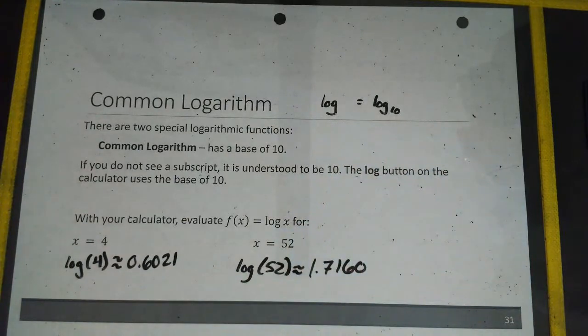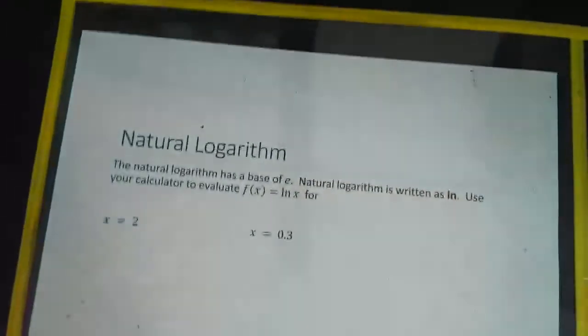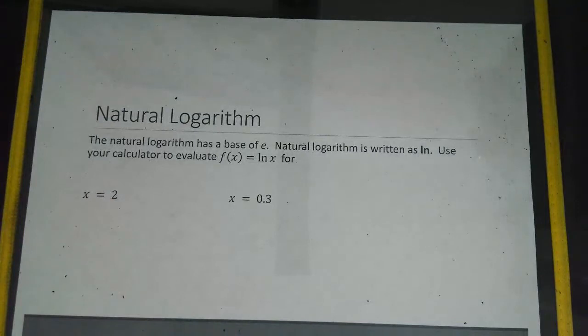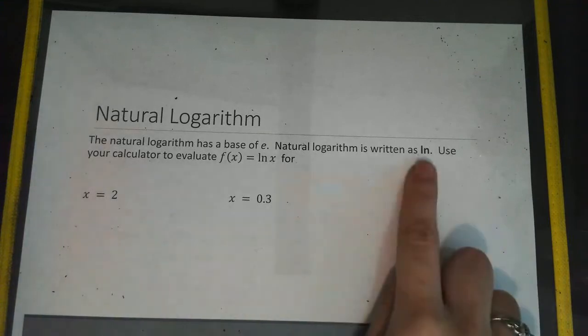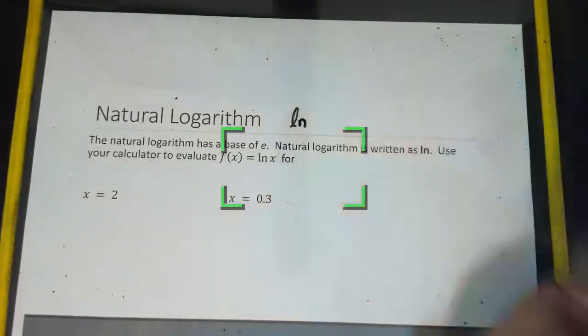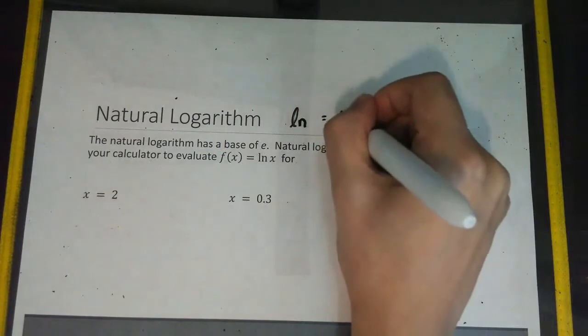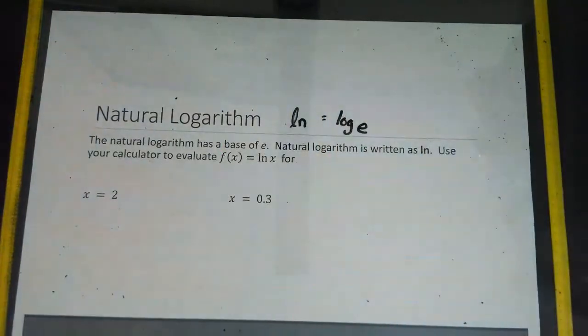There is another logarithm that we don't write the base for, and that one is our natural logarithm. The natural logarithm has a base of e. So that number e that we've been using can be the base of a logarithm as well. So the way we write natural logarithm is ln. So if you see ln, I typically write my lowercase l's as script l's, just so you know. That means log base e. Right, so the natural logarithm has a base of e. Natural logarithm is written as ln.